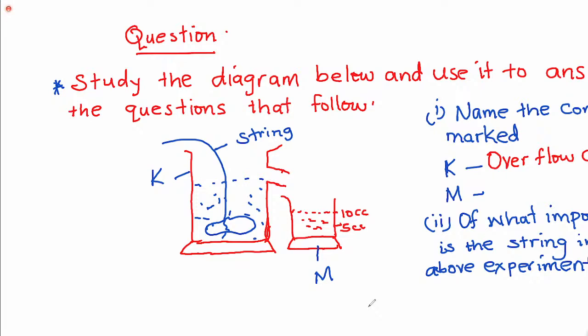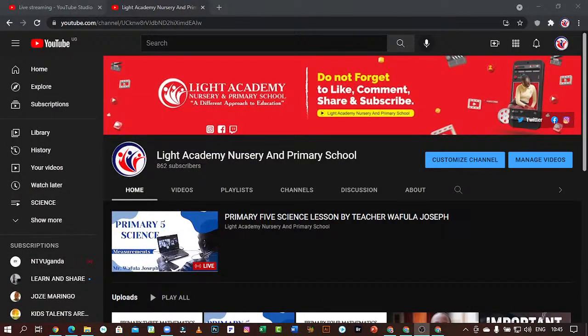Container marked B. Ryan, container marked B? A measuring cylinder. Very good. The container marked B is a measuring cylinder.